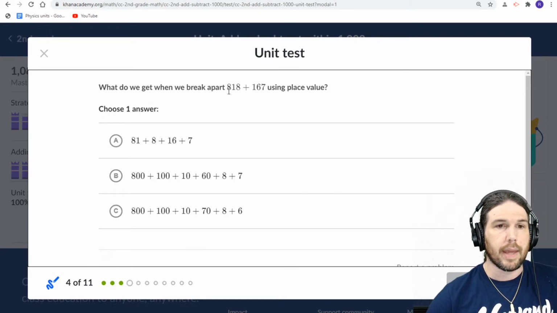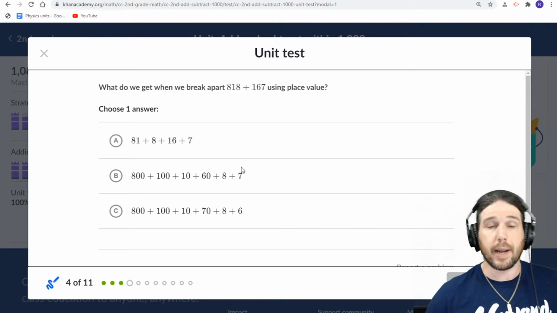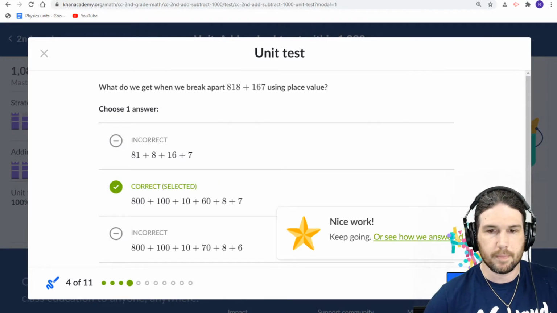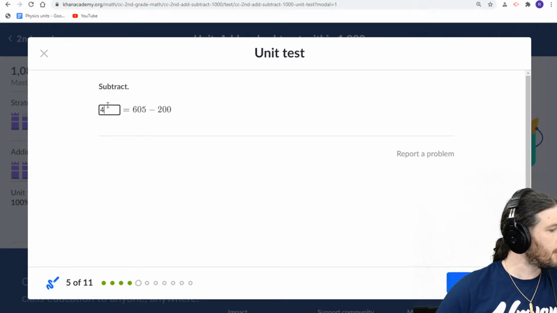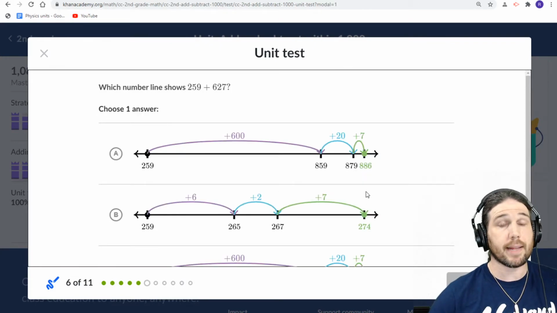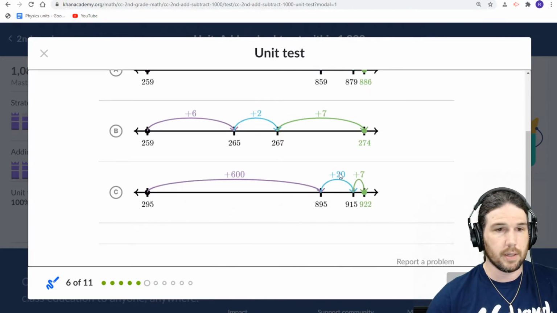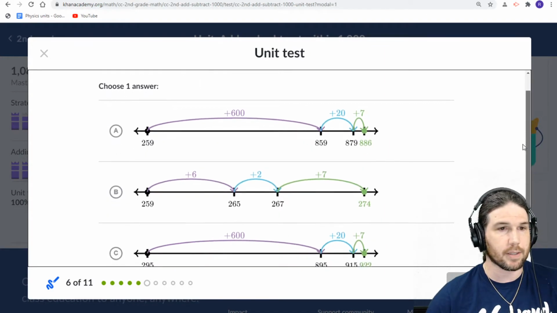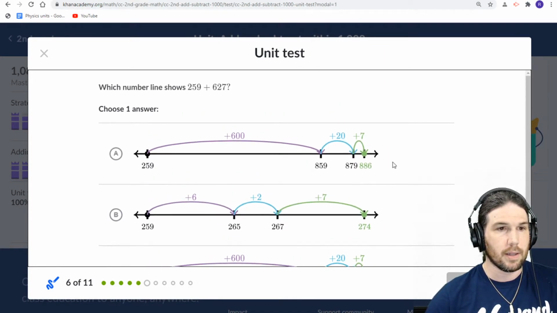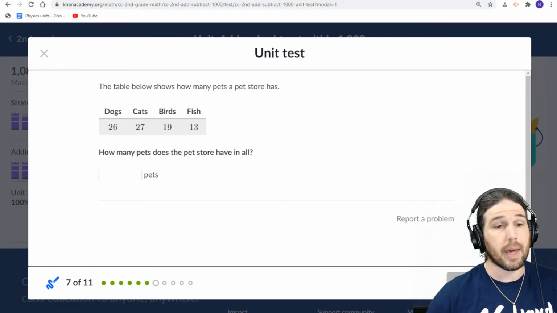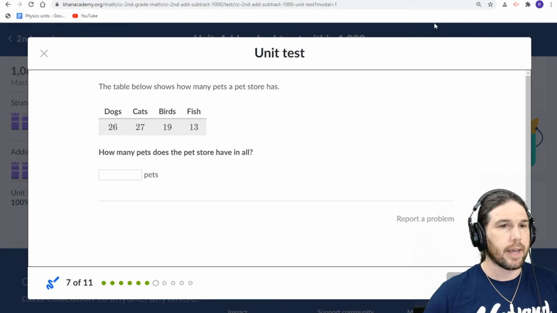Awesome. We have 818 plus 167. We're breaking it apart into its place value. 800, 100, 10, 60, 8, 7. That's 405. Now, going quickly like this is actually very much a risk that I'm doing. 627. So it's either A or C, just which one has the right answer. We're starting at 259, so it's A. I could very, very easily make a mistake here, and that'll set me back. So I really should be being very careful.